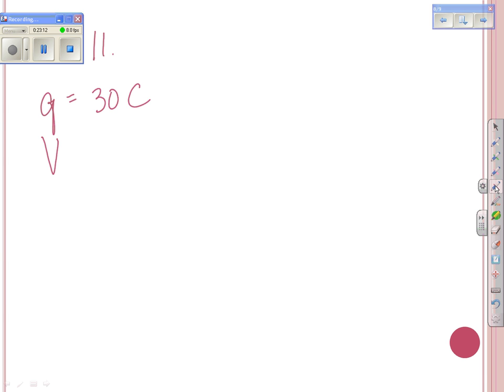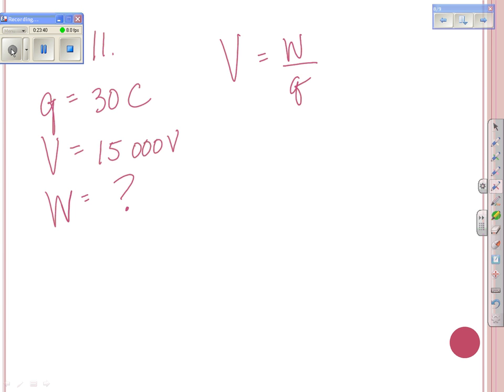Well, potential difference is a voltage. And so the potential difference is 15,000 volts. They want to know how much energy is lost by the cloud and gained by the steeple. So they roughly want to know how much work was done. There's a formula that says V equals W over Q, because potential difference equals work over test charge.